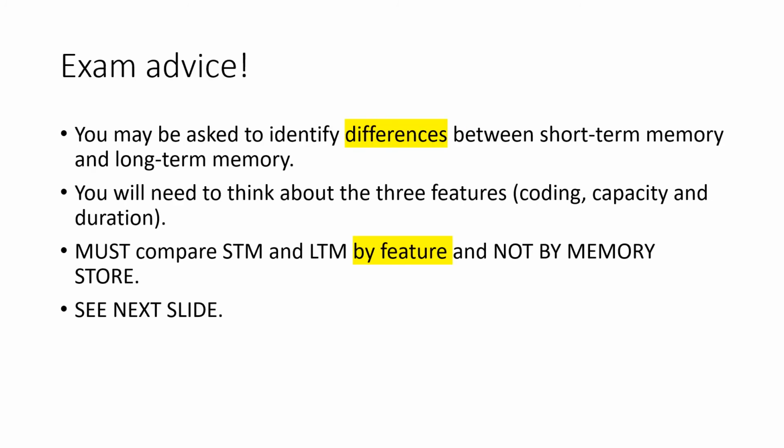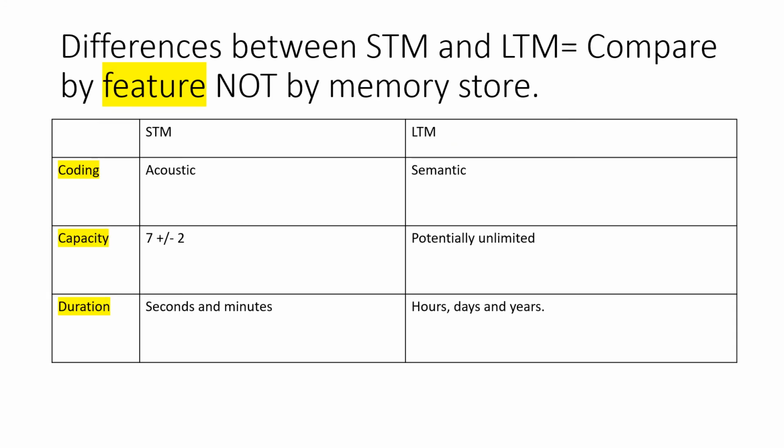Exam advice I have for you now. You may be asked to identify differences between short-term memory and long-term memory. So you need to think about the features here, so coding, capacity and duration. You must compare short-term memory and long-term memory by feature and not by memory store. So here we have a table that you might like to copy or write down somewhere, because this can be useful if you get a differences between short-term memory and long-term memory. You've got to compare by these features, which are your coding, capacity and duration, as opposed to your memory store.